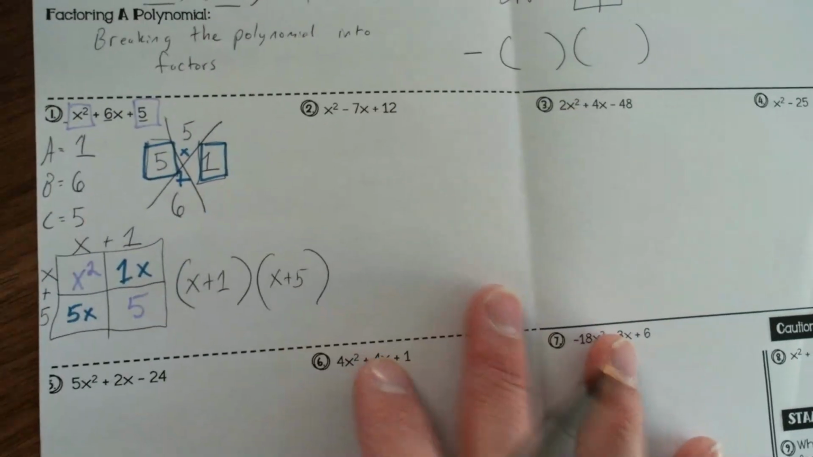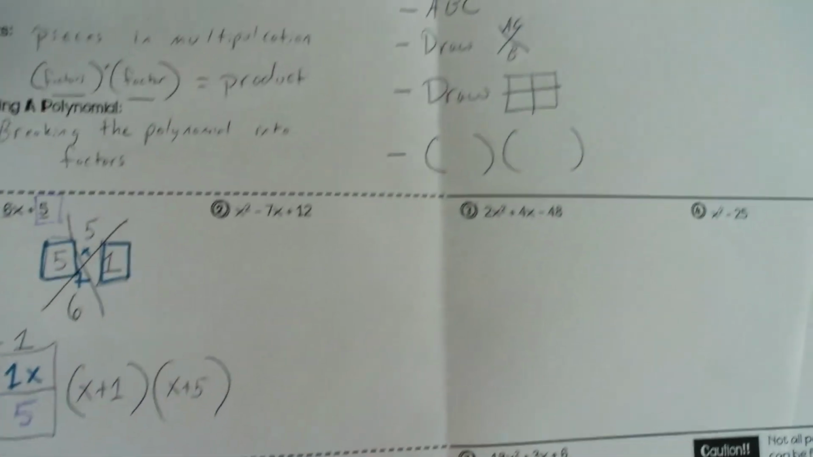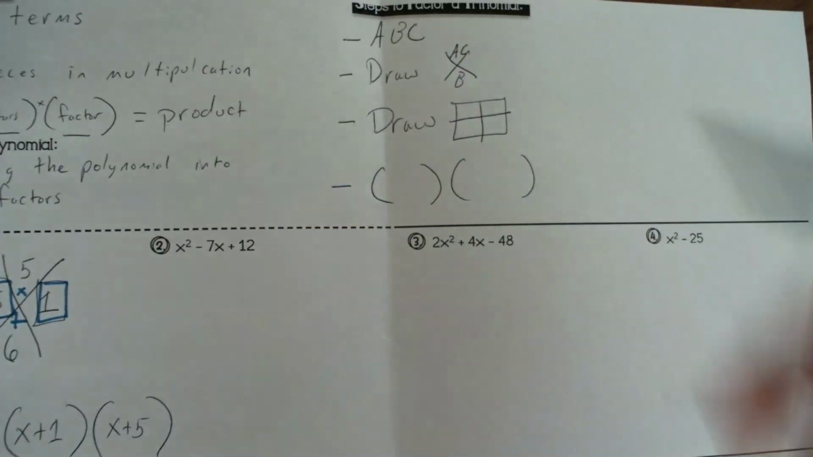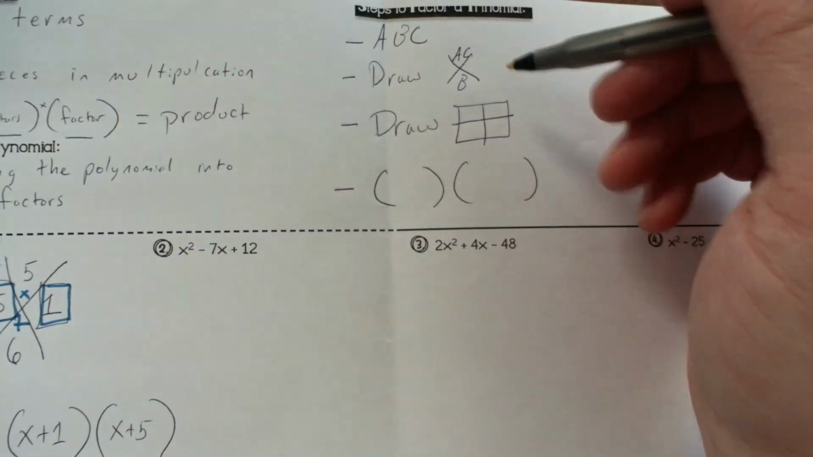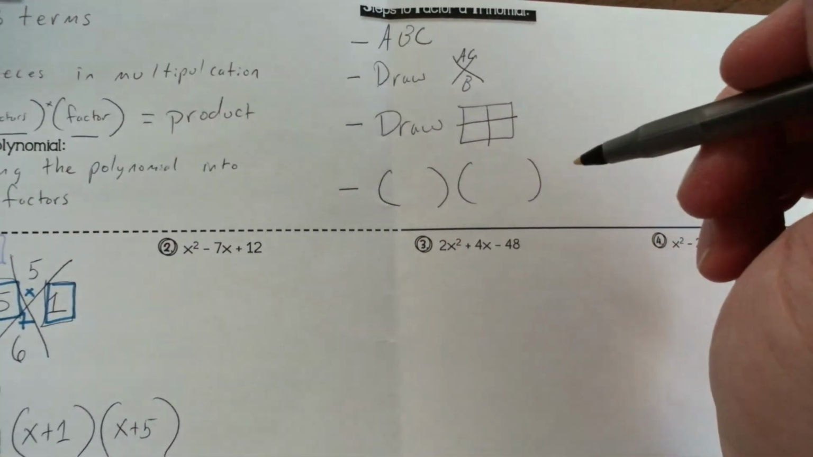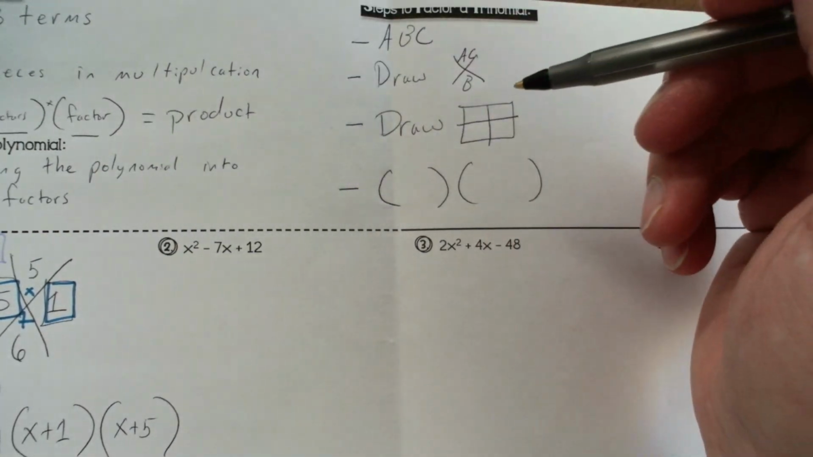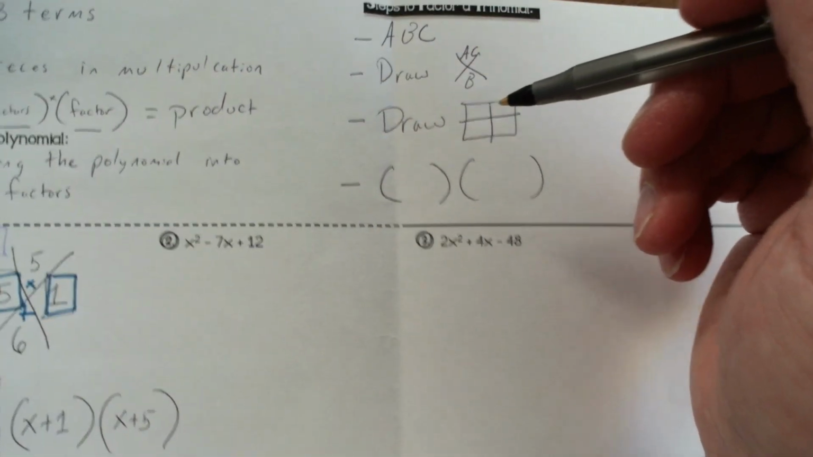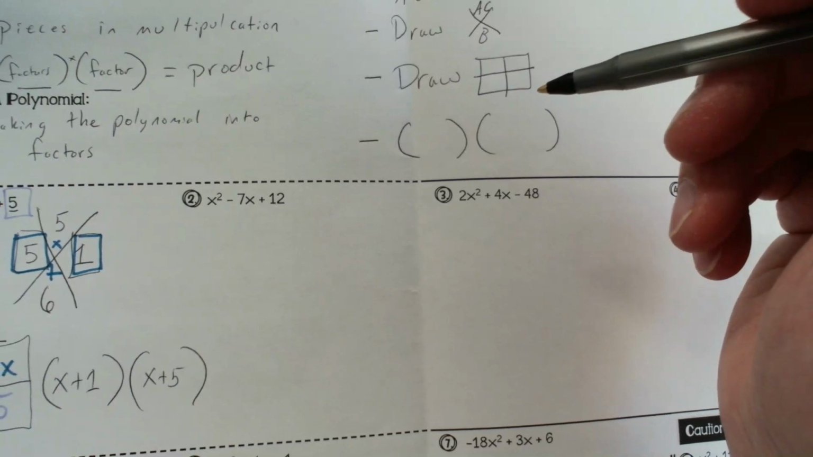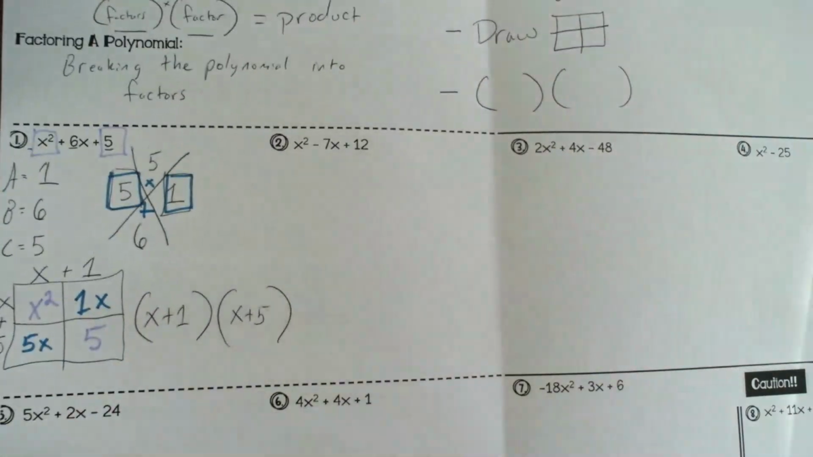I want you to pause the video and get as far as you can using these steps into problem number 2. Try ABC. Try drawing the x. Try drawing the box. Try figuring out the binomials. You might not be able to get all the way. Okay, I'm going to walk through it. So if you get stuck at a certain part, go ahead and unpause the video and find the part that you get stuck at.